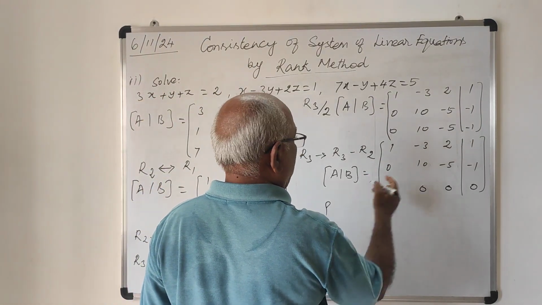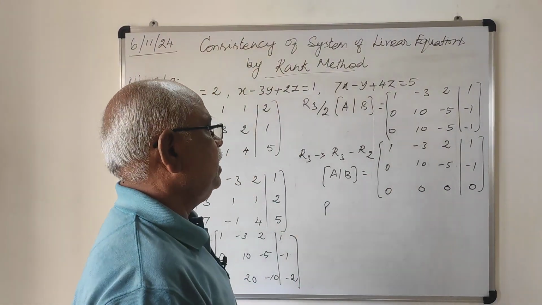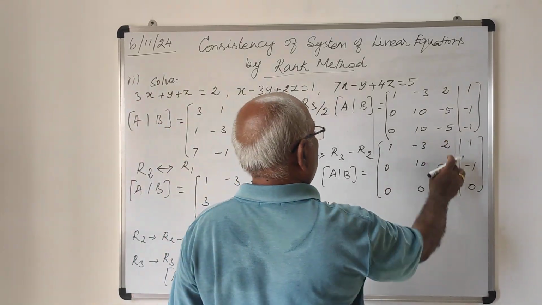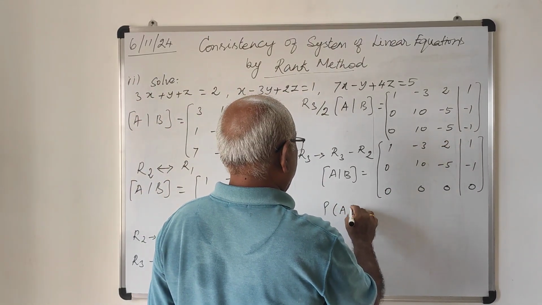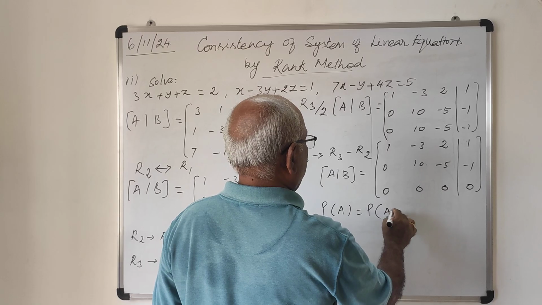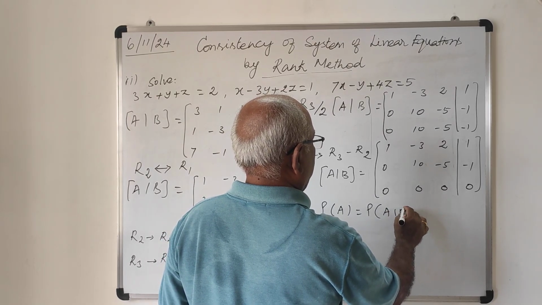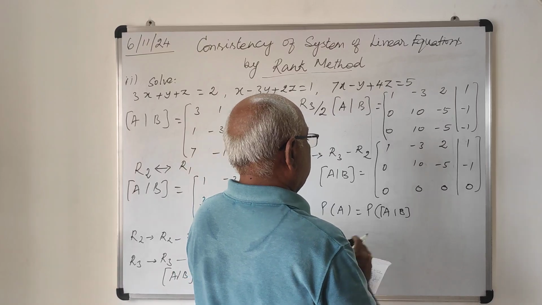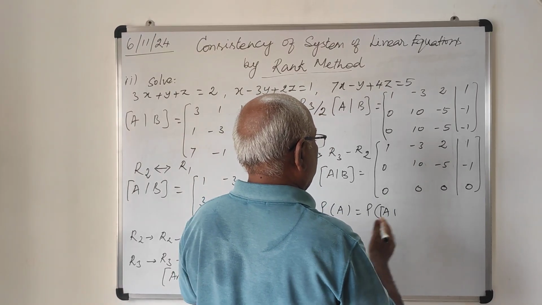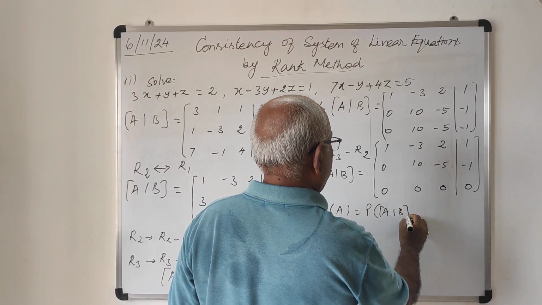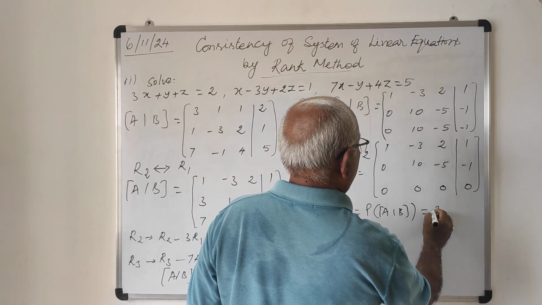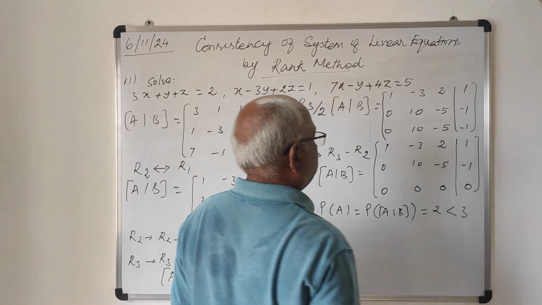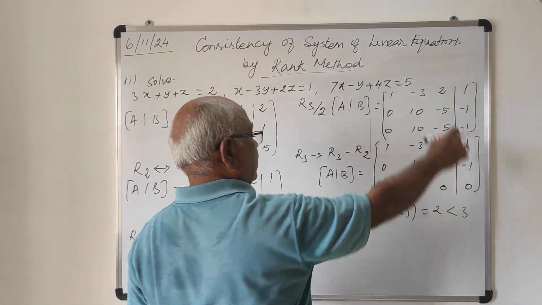Certainly the rank should not be 3. The highest non-zero minor is only 2 by 2. Therefore, the rank of A equals the rank of the augmented matrix AB. The rank of A and the rank of the augmented matrix AB is equal to 2, which is less than 3. The number of unknowns is 3.